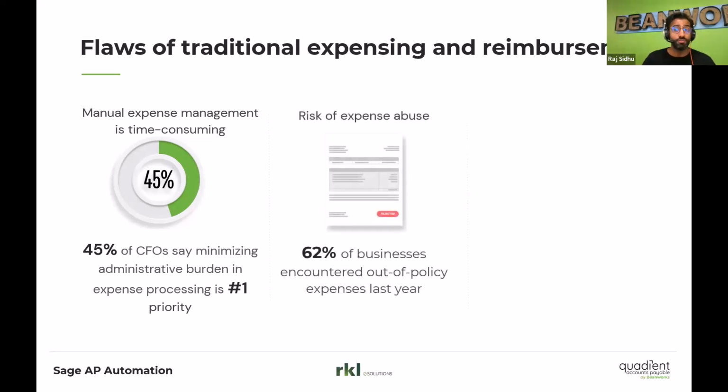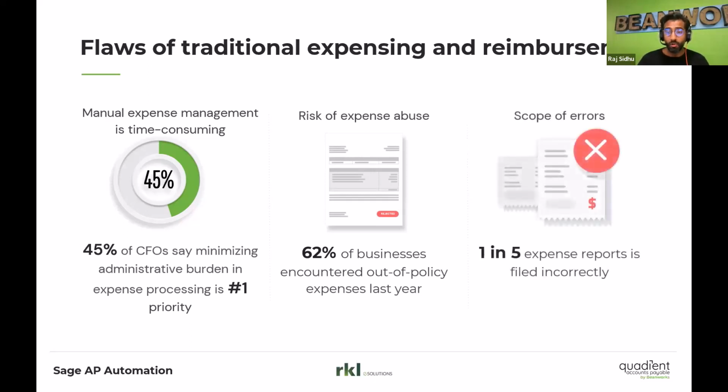The next challenge is reducing the risk of expense abuse. So last year, 62% of businesses encountered out-of-policy expenses. So with so much intricacy involved in manually managing day-to-day expenses, it becomes hard to maintain data accuracy, which often leads to errors. According to the Global Business Travel Association, on average, 1 in every 5 expense reports contains errors. So here are a few practices that can help remedy these flaws.